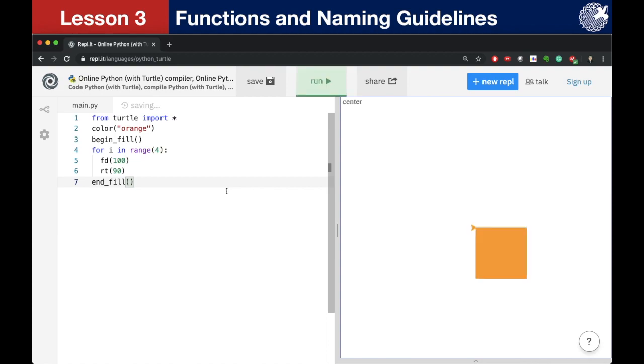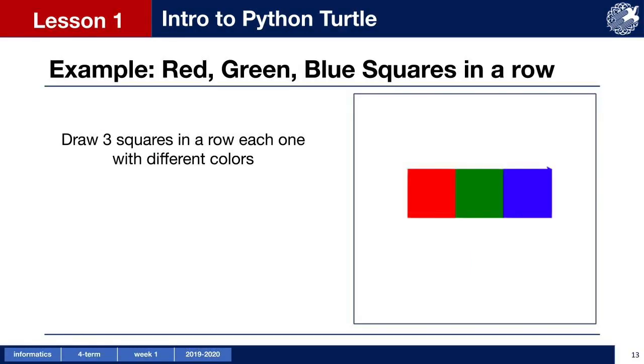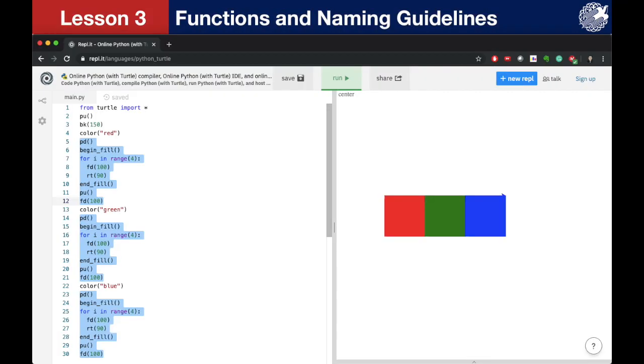Now let's learn how to use functions to make our code reusable and more readable. Let's take a look at another example, where we need to draw 3 squares in a row, each one with different colors. The 3 loops that we must write to solve these problems are exactly the same. What if we are going to make 7 squares in a row? We would need to write that loop over and over every time we needed to use it.